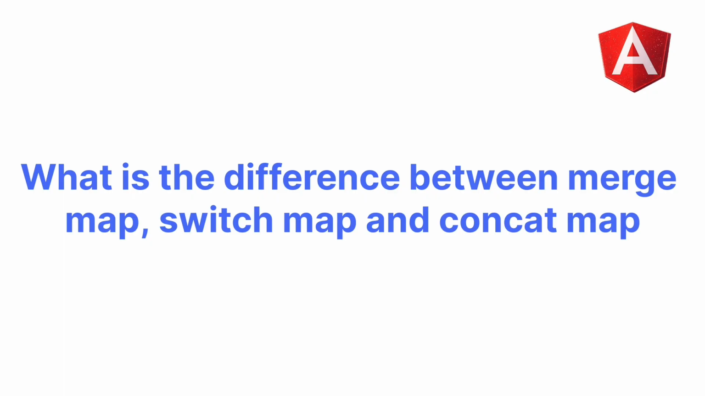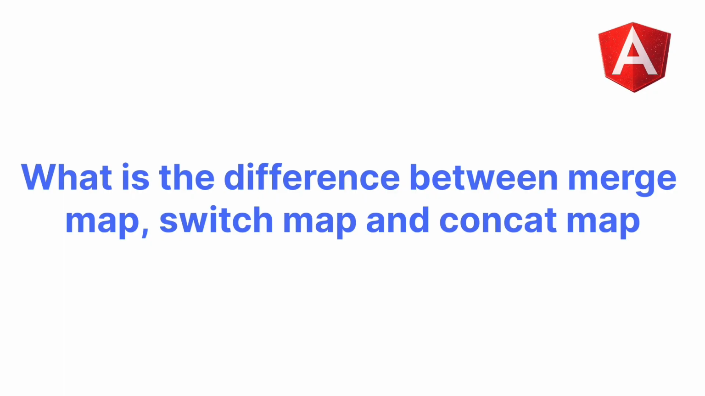Okay, what is map then? Map is basically just to transform the data. And concatMap? concatMap will preserve the order. It will call the observables one after another, completing one before the next, so we'll get the responses in the same order in which they were triggered.